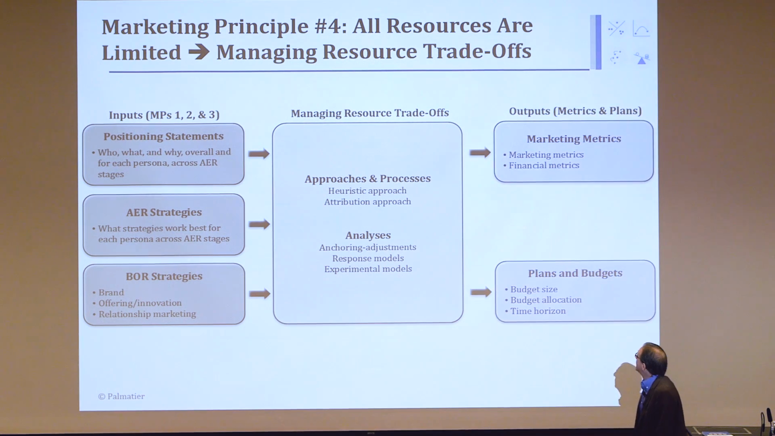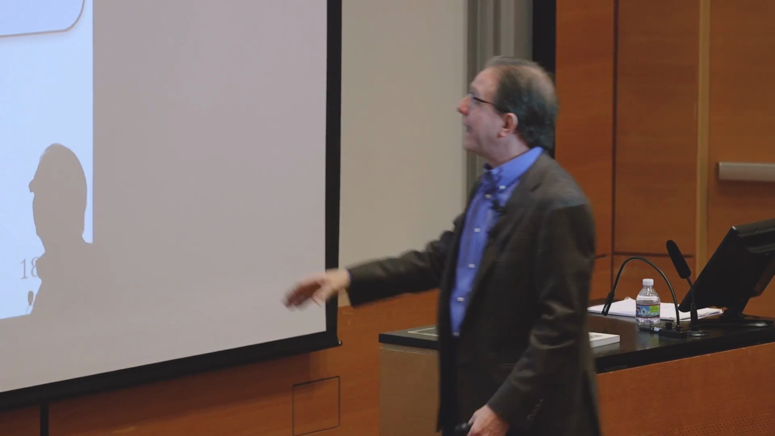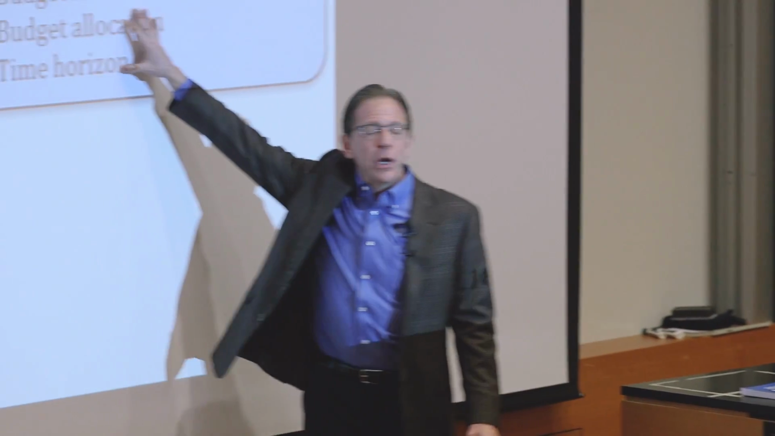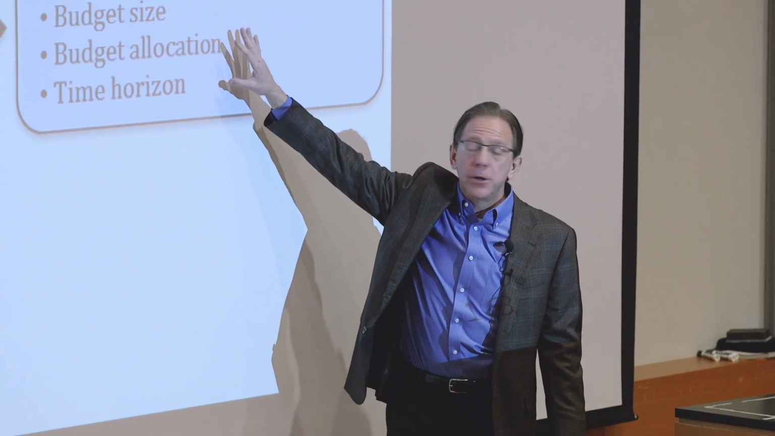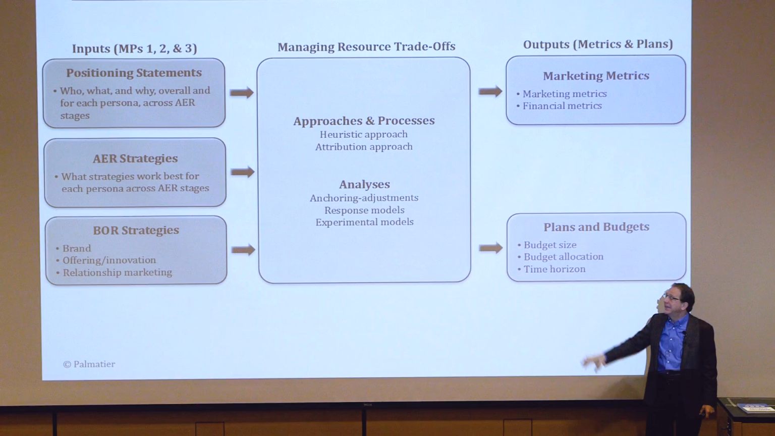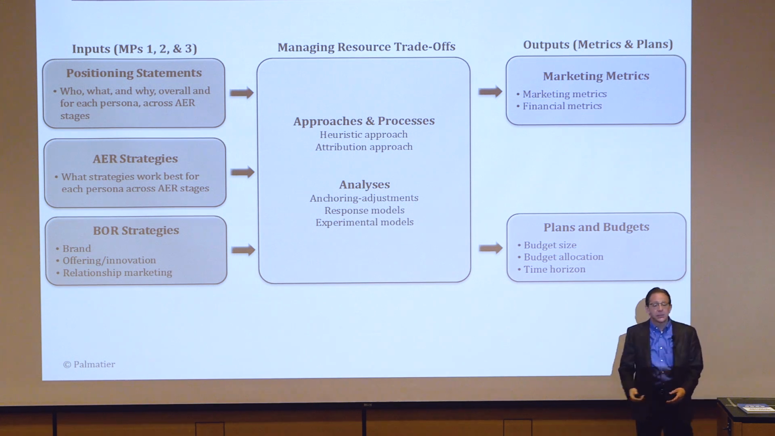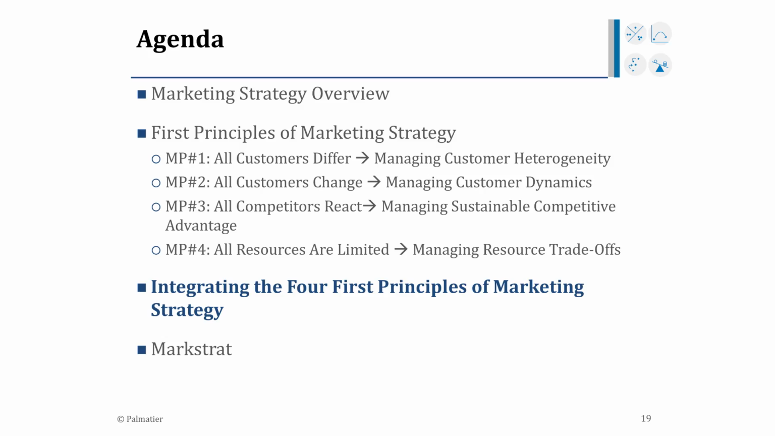What do you get out? You get out both the metrics you're going to use to measure success across all your market principles, as well as what you need. This is where you get into the action items, your budget and your plan. How big's the budget? How do you allocate it? And across what time horizon? So we do all that work to ultimately come up with a marketing plan and a marketing budget. So that's a summary of the first principles of marketing strategy.